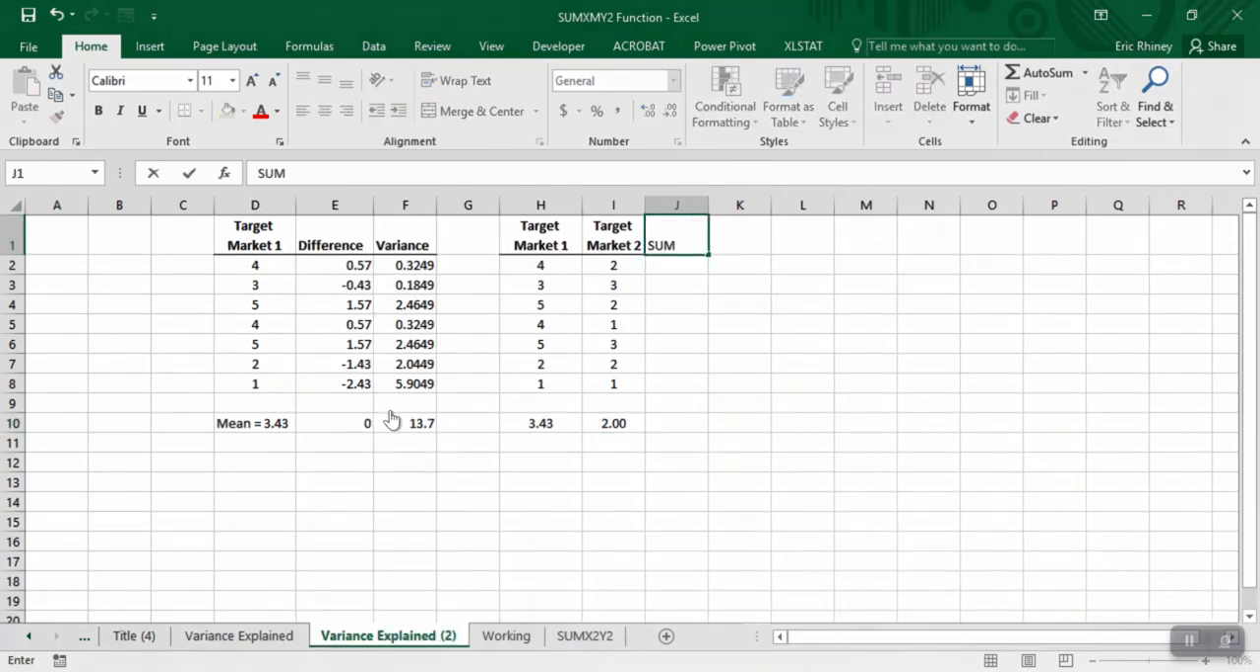So I'm just going to show you an example here of how that's done. SUMXMY2 is what we're doing. Uh-oh, didn't mean to do that. Let's try that again.